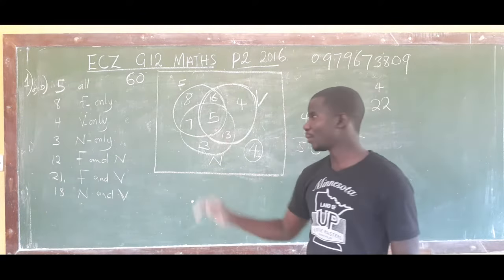Question 5. A reads, the third and fourth terms of a GP are 4 and 8 respectively. Find the first term and the common ratio. Okay, so here we're told that the third term is 4 and the fourth term is what? 8. That's what we are told here.